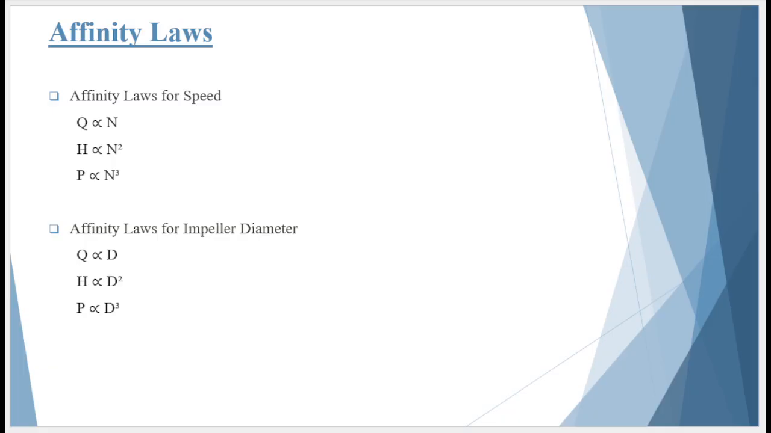These laws help us predict how the flow rate, head, and power will change when either the pump speed or the impeller diameter is changed. As you can see on the slide, the affinity laws provide the mathematical relationship between these parameters. But rather than trying to understand them only from these equations, it's much easier to see them in action. So first, we'll change the pump speed in the simulator.